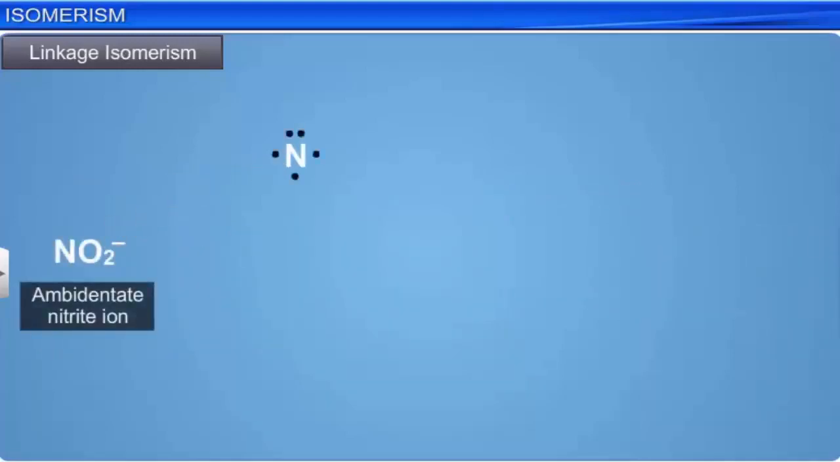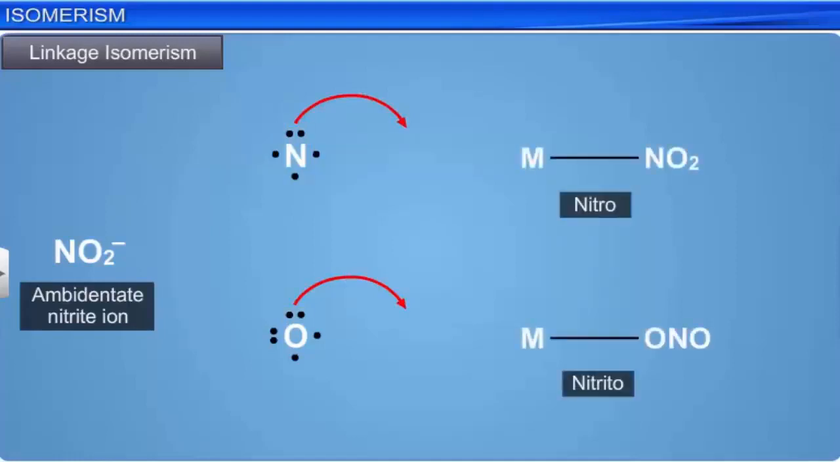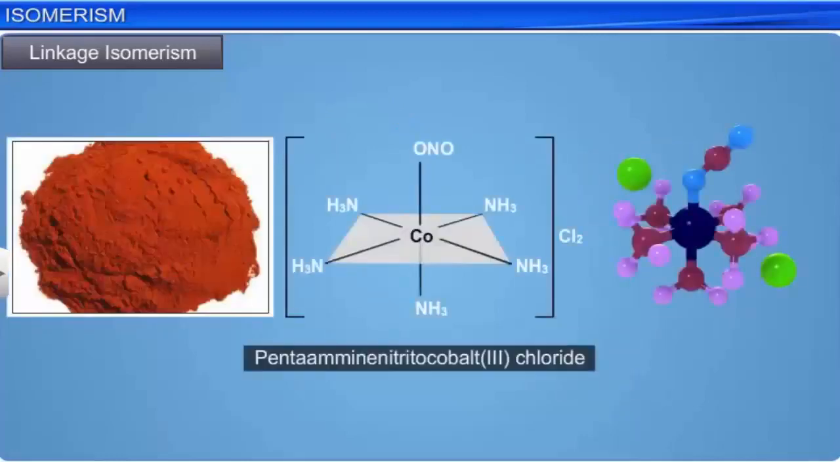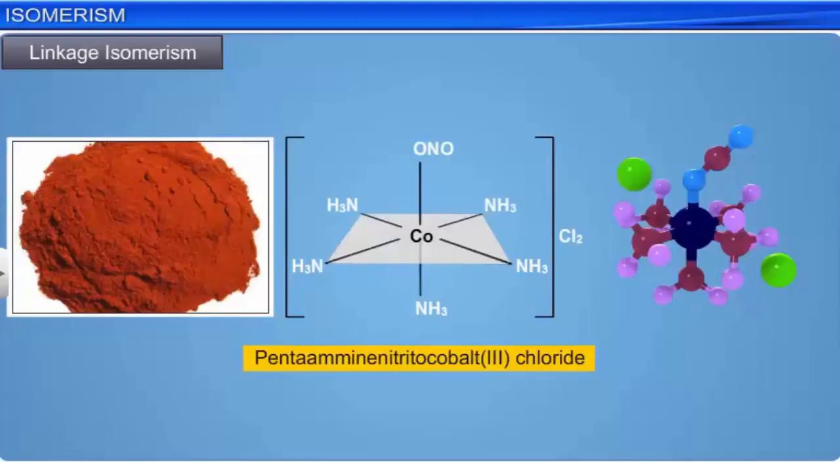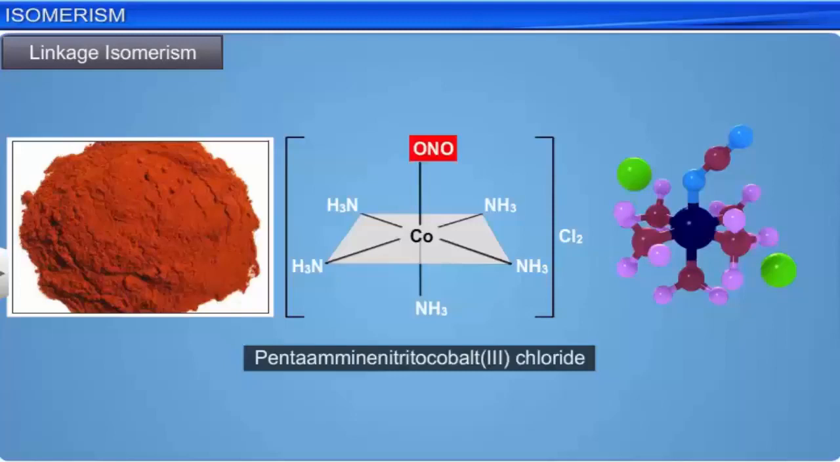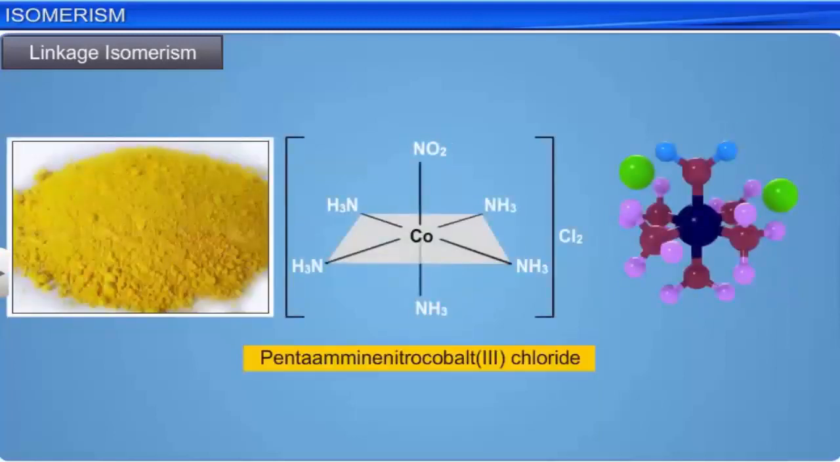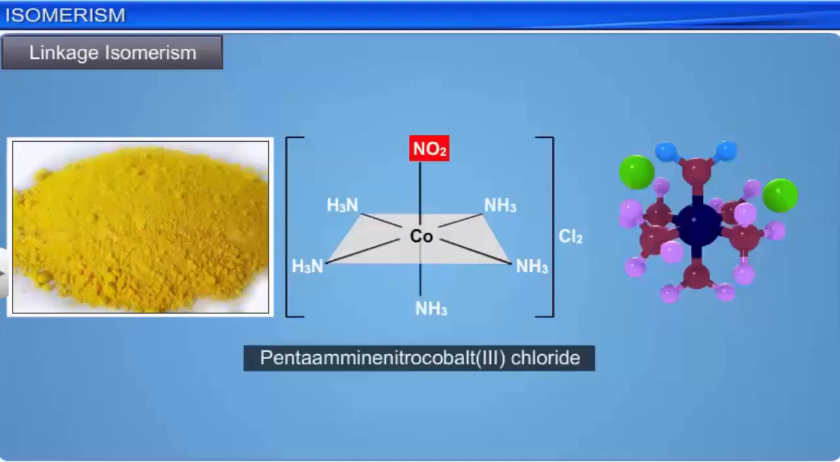2 different complexes, each containing nitrite ions, have been prepared. For example, red pentaamminenitritocobalt(III) chloride, in which the nitrite ligand is bound through oxygen, and yellow pentaamminenitrocobalt(III) chloride, in which the nitrite ligand is bound through nitrogen to the metal ion. Similarly, the thiocyanate ligand, SCN, may bind to the metal through sulfur to give complexes of the type M-SCN, or through nitrogen to give M-NCS type of complexes.